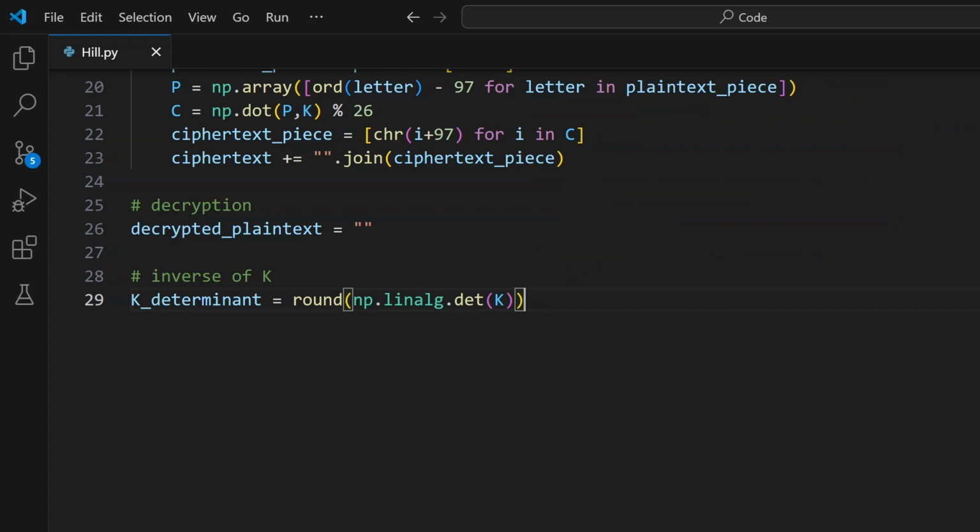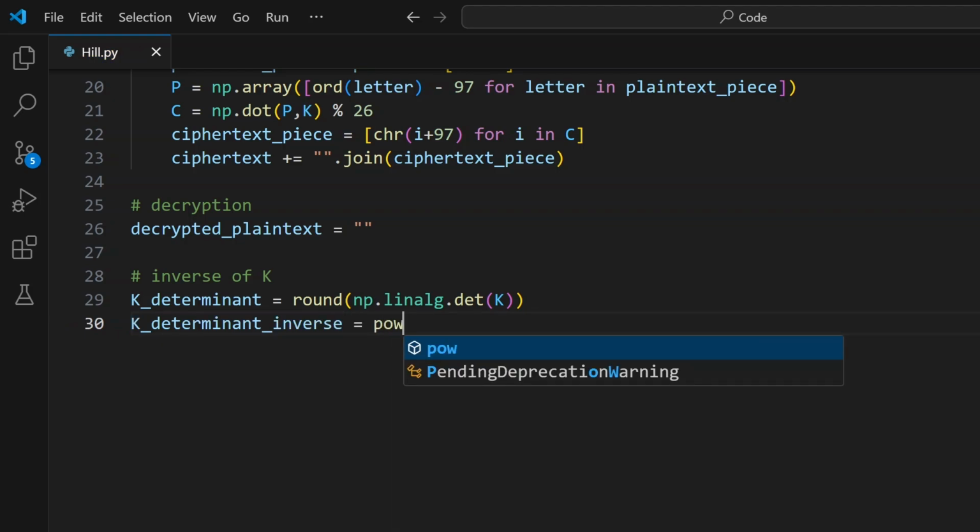So that gives us the determinant of K. Then we want the inverse of this determinant, which is quite interesting. If you try to do this as you know it, as in 1 over this determinant modulo 26, then modulo 26 again, it doesn't work out because there's a lot that happens in the background that has to do with Fermat's theorem or something like that.